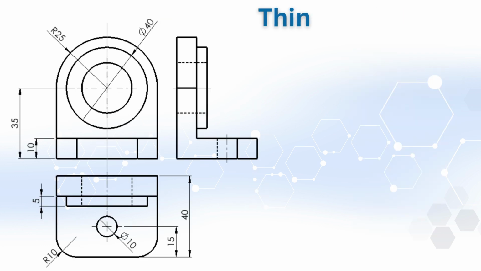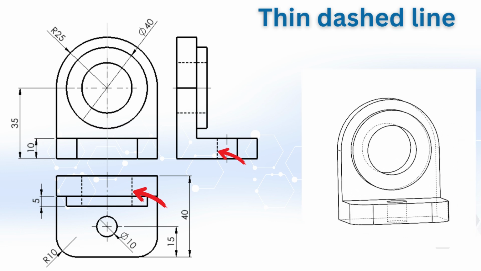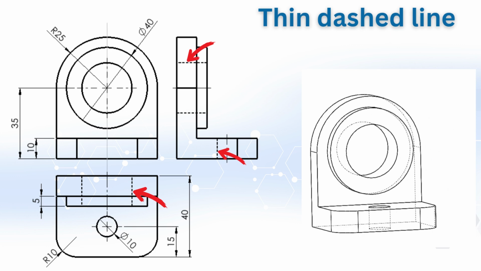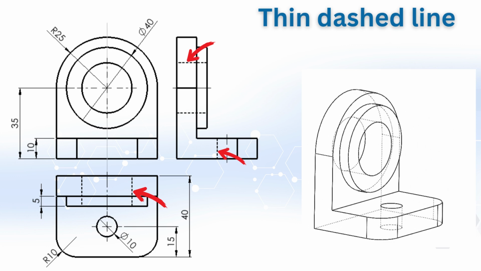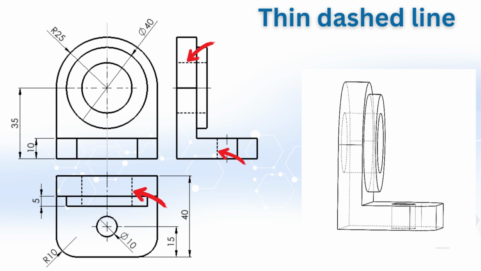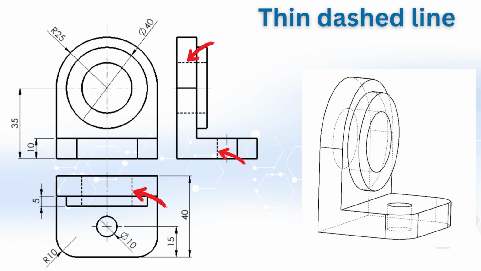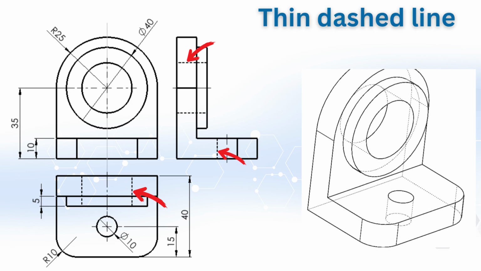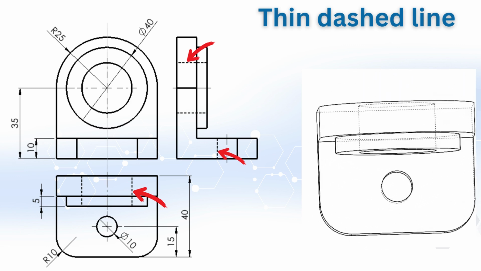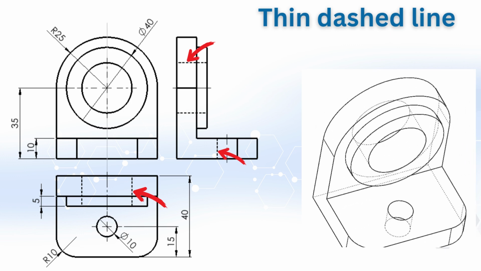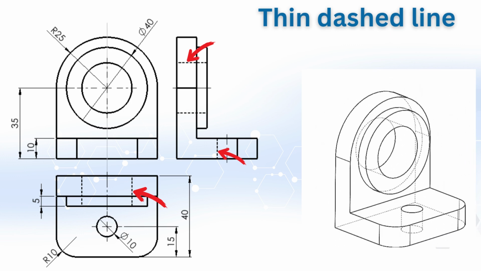Dashed line. The dashed line is used to represent the hidden edges or invisible details of an object. It shows the features that cannot be seen directly because they are located inside or behind the part. For example, when a hole, groove, or recess lies behind a visible surface, these hidden details are indicated using dashed lines. This allows us to understand the complete geometry of the part, both from the outside and the inside.